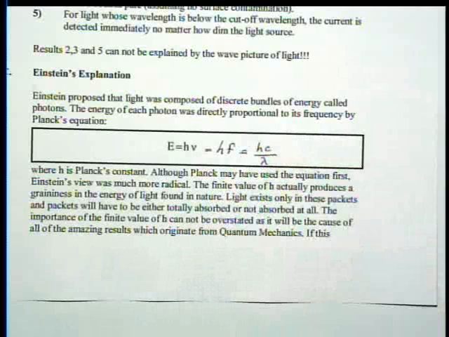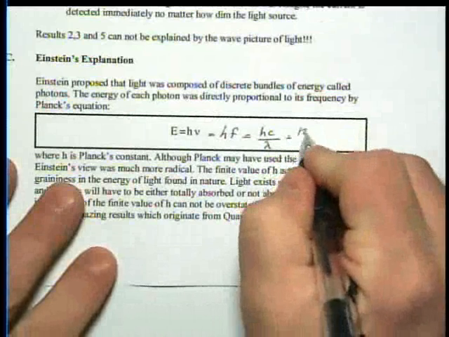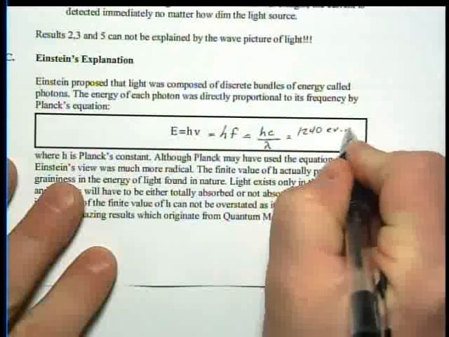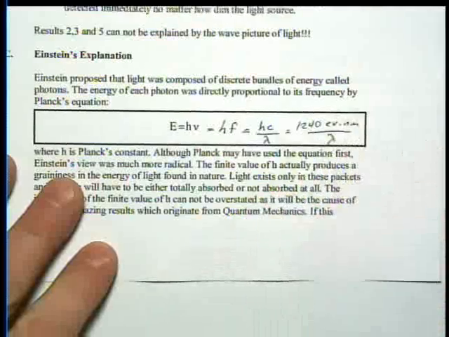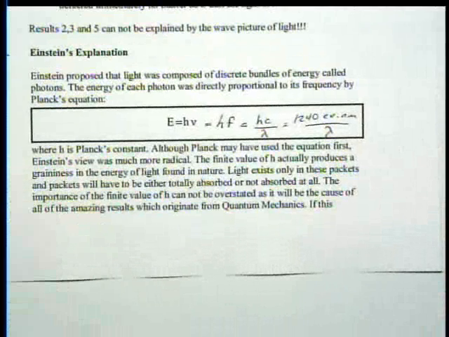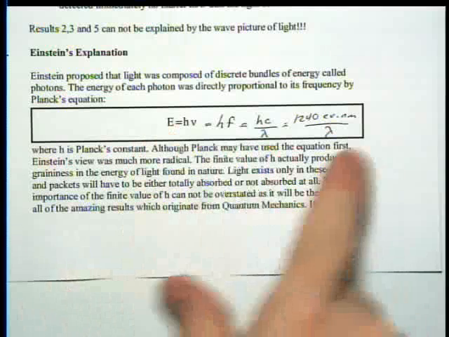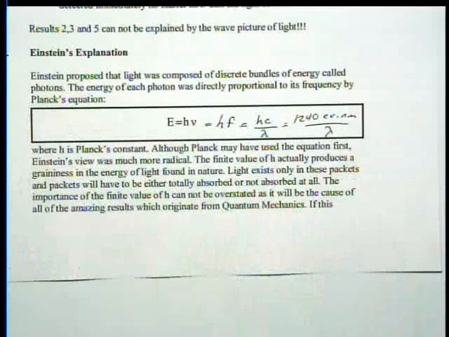Remember that f times lambda is speed, which is c. So if you plug in for f, c over lambda, you get this. What's hc? 1240. Very useful. 1240 eV nanometers divided by lambda, you have the energy. Really convenient if you measure lambda in nanometers, not meters. Also convenient if you have energy in eV and need to solve the other way around. Solve this formula very quickly and solve any problem just like that.